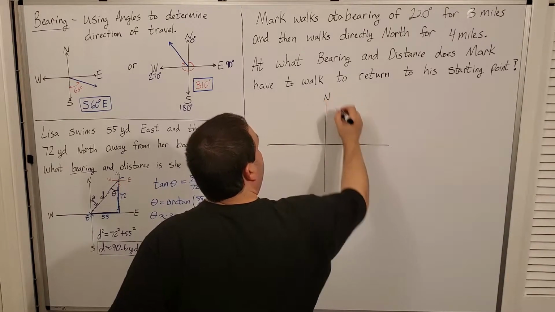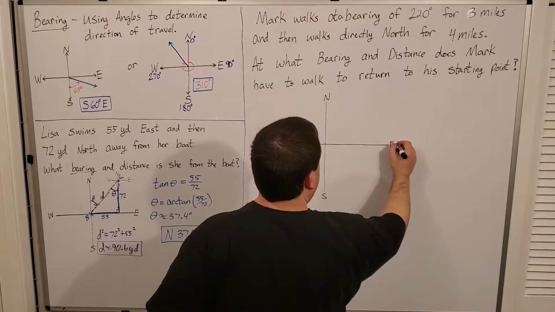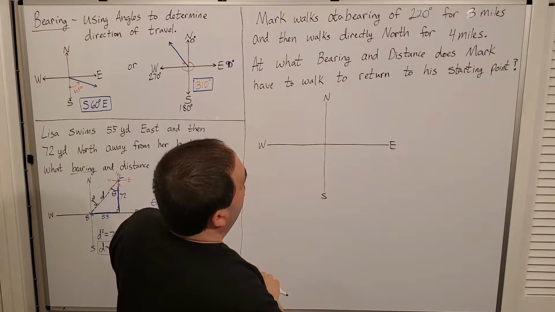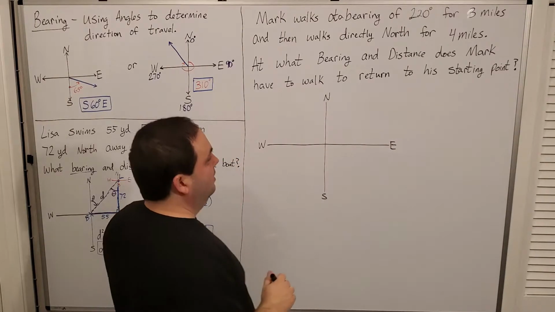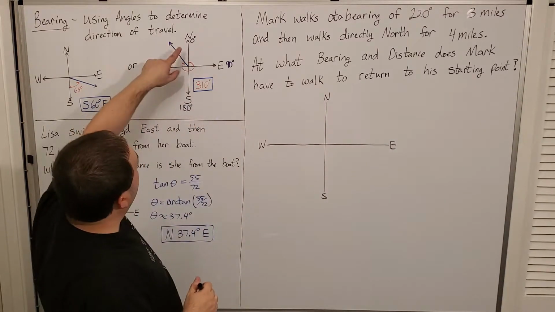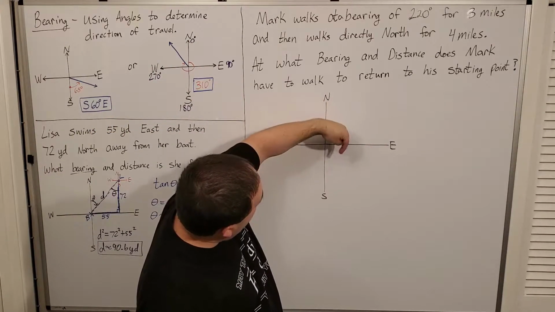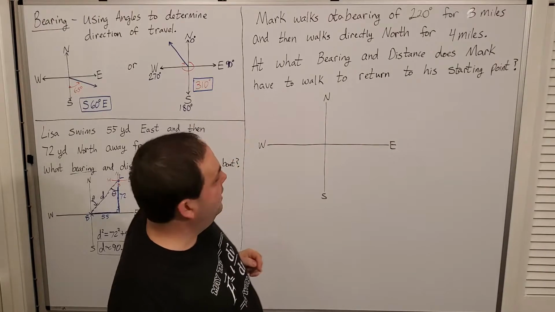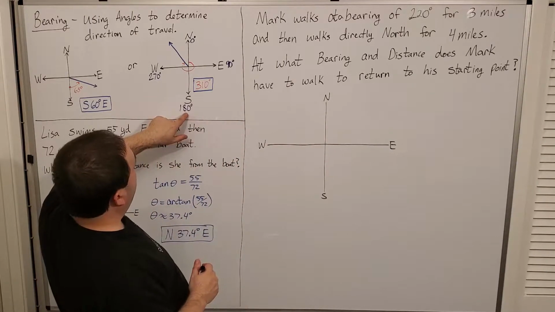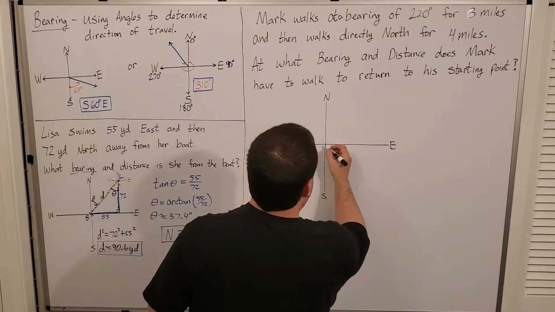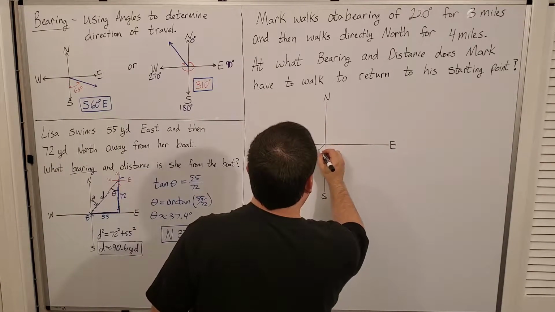So I've got north, south, east, west, right? And we have a bearing of 220 degrees. Now that's the compass type of direction, right? I'm going to start, my 0 degrees is on north, and I'm going to rotate 220 degrees. Well, south is 180, west is 270, so it's got to be between those two, right? It's got to be somewhere in here.